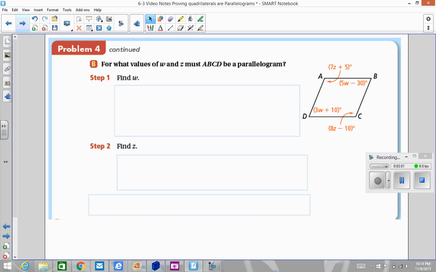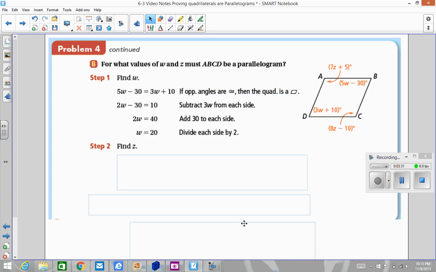Okay. So if you want to pause the video and try this one, that'd be great. For this one, it says find the values of w and z that would make this a parallelogram. If I look at w and z, they are opposite angles. So we know that if this was a parallelogram, the opposite angles would have to be congruent. To find w, I would say 5w minus 30 is equal to 3w plus 10. I'd solve this, and w would equal 20.